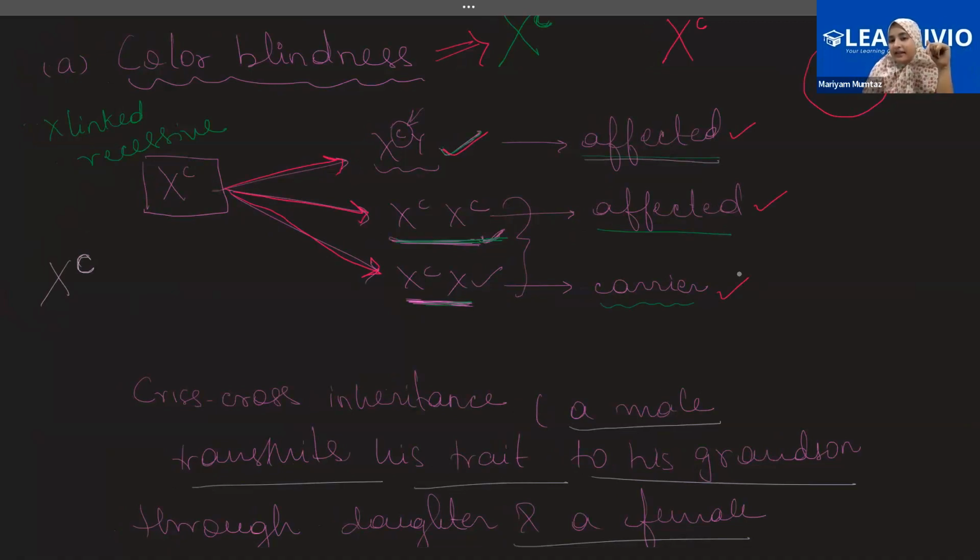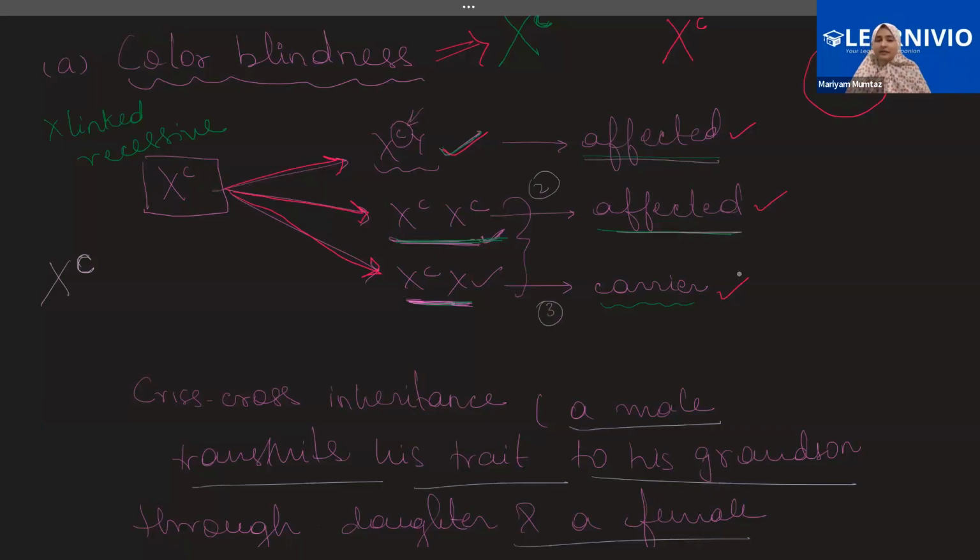XCXC, that is affected female. But here XCX is the carrier female. Now tell me, this is condition number 2, this is condition number 3. Now tell me, why is the third one a carrier and the second one affected? What is the difference that makes them so different?